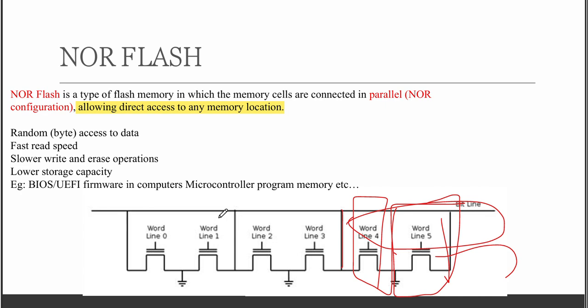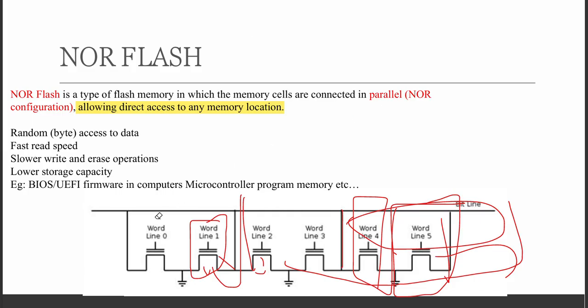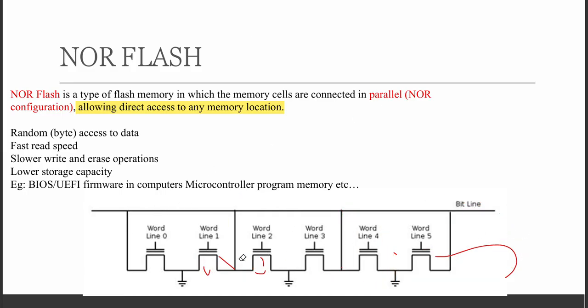So if I want to get the data of bit line one, I can directly go through this line. If I want to get the data of bit line two, I can directly go through this line. I don't have to read the transistors one by one. I can directly access the transistor at any time. That's why random read operation is very efficient in NOR flash, but in NAND flash, write and erase operations are much more efficient.